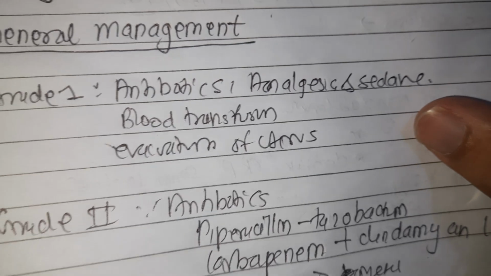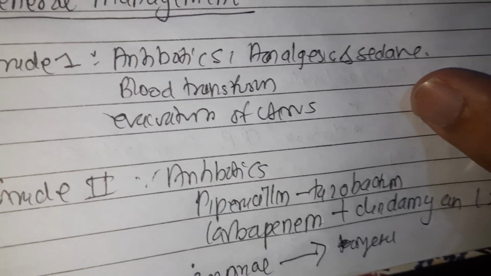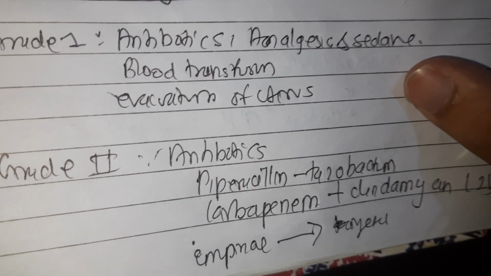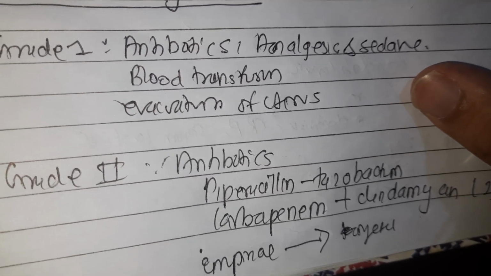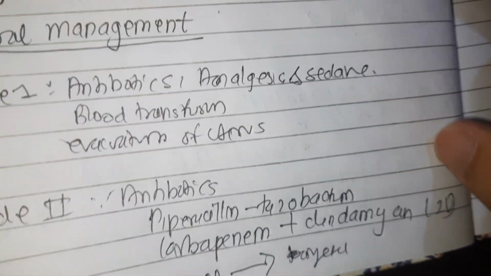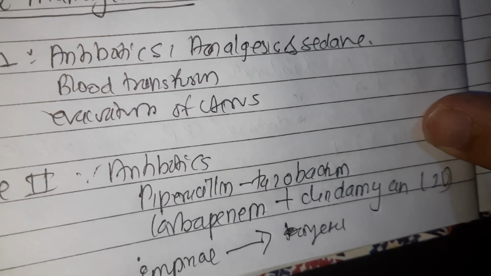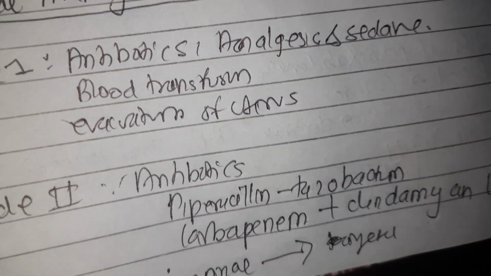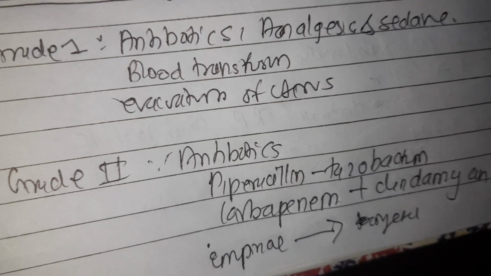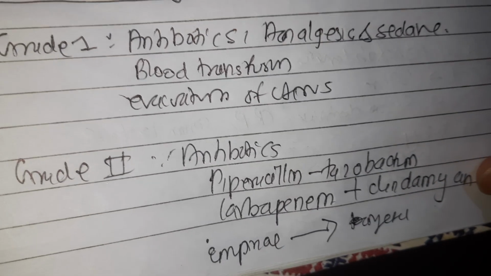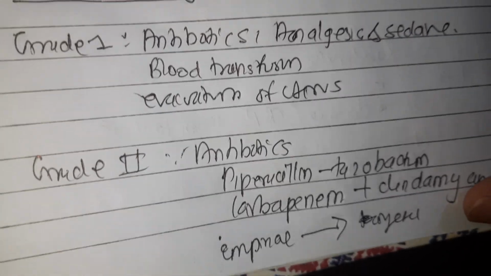In grade 2, we give drugs like antibiotics. Mixed infection including gram positive, gram negative, and aerobic and anaerobic organisms are common. Ideal antibiotic regimen should cover all these organisms as we have previously listed. The antimicrobial therapy is a combination of either piperacillin or tazobactam, or carbapenem, plus clindamycin intravenously. This gives the broadest range of microbial coverage. Empirical therapy is given first, and it is changed when the culture sensitivity report is available.